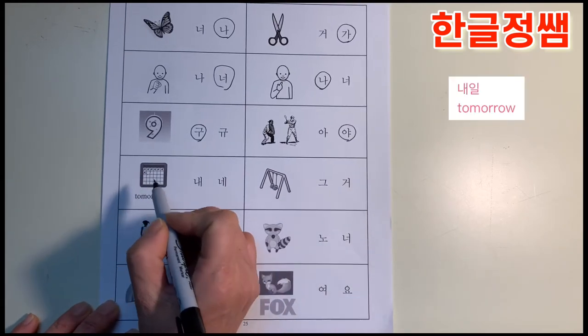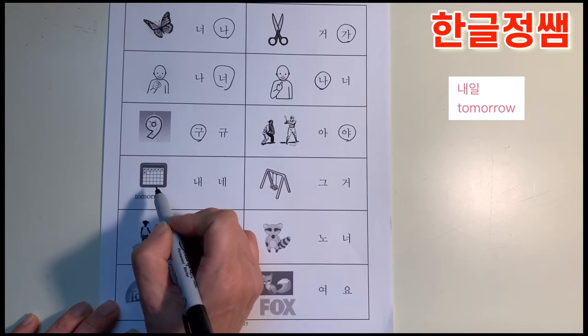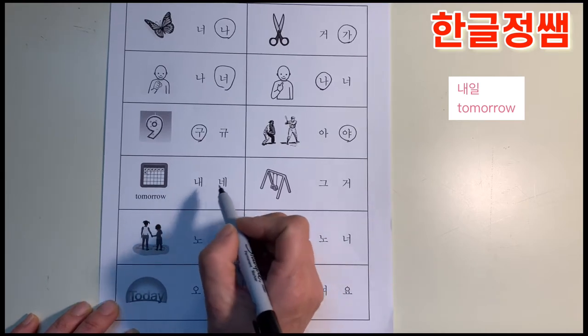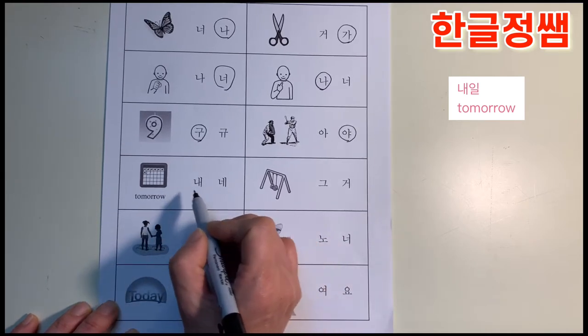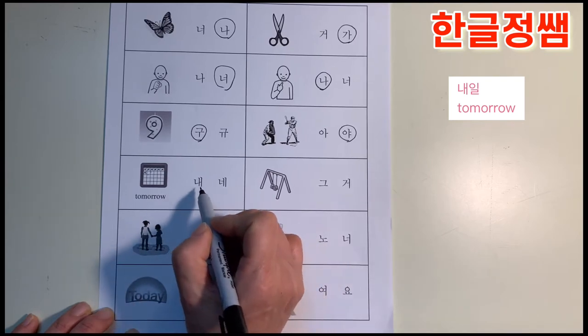This calendar means is tomorrow. Tomorrow is in Korean 내일. 내일's first letter is this one is 내. This one is 내. Little bit different. Tomorrow using 내 is this one. 내.